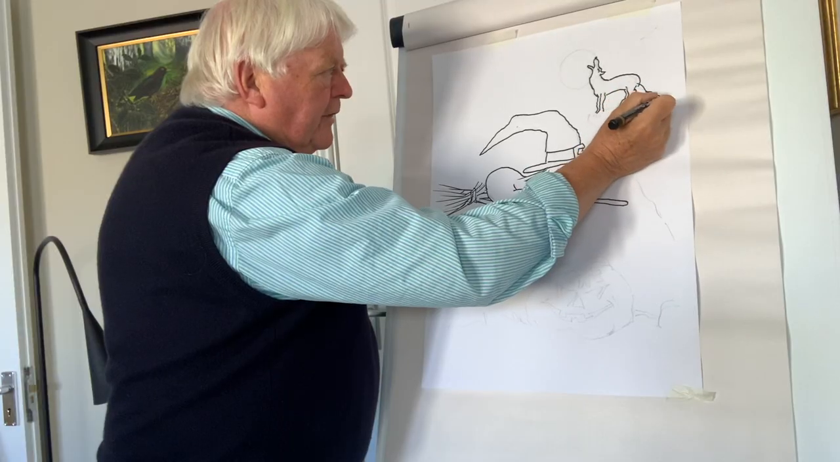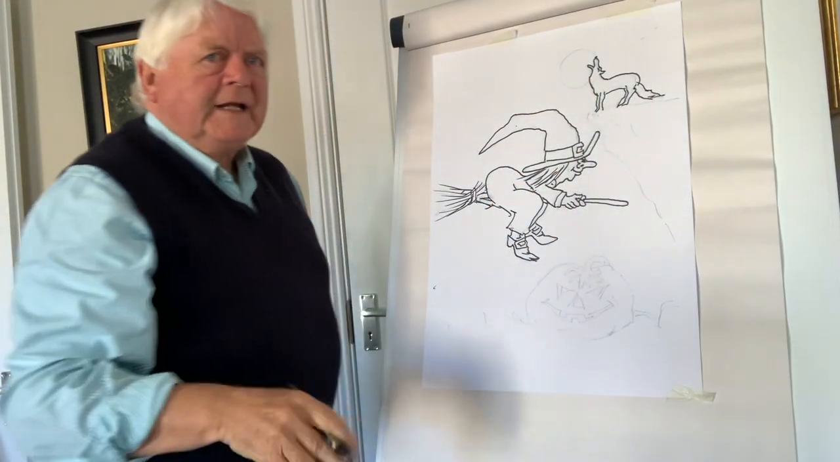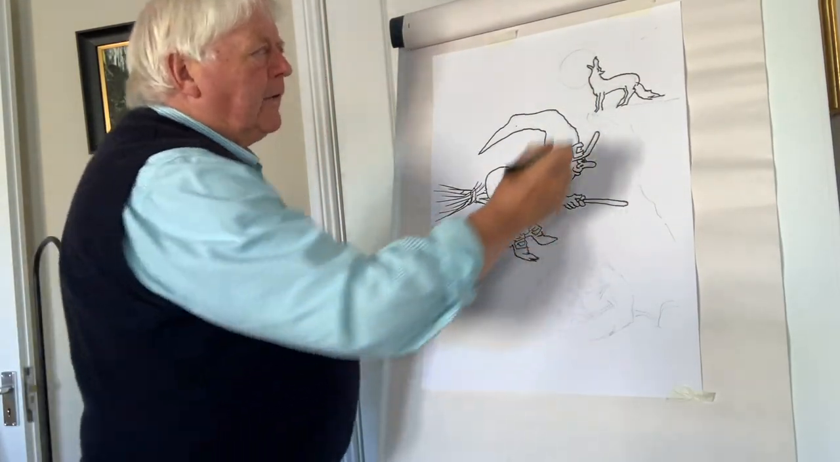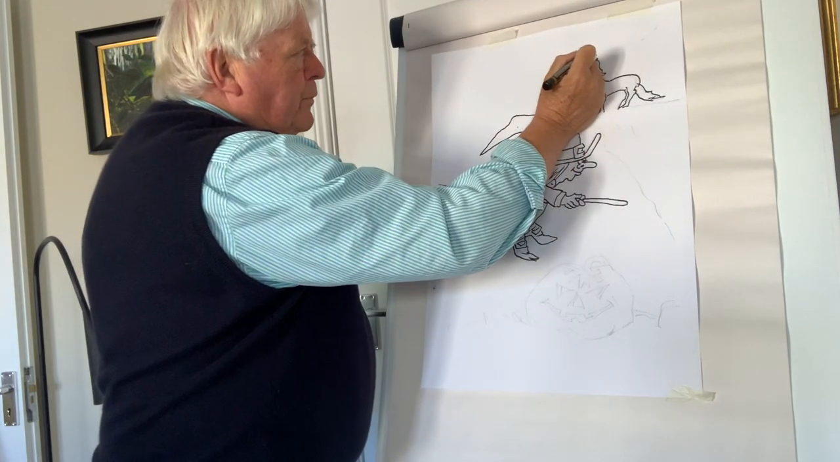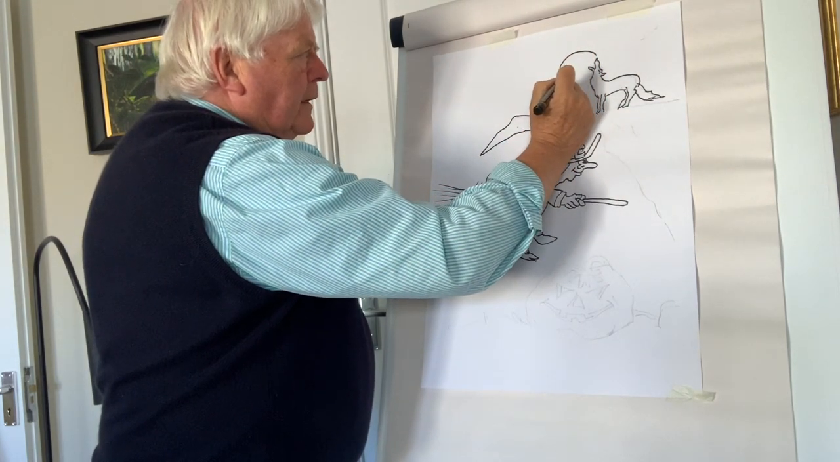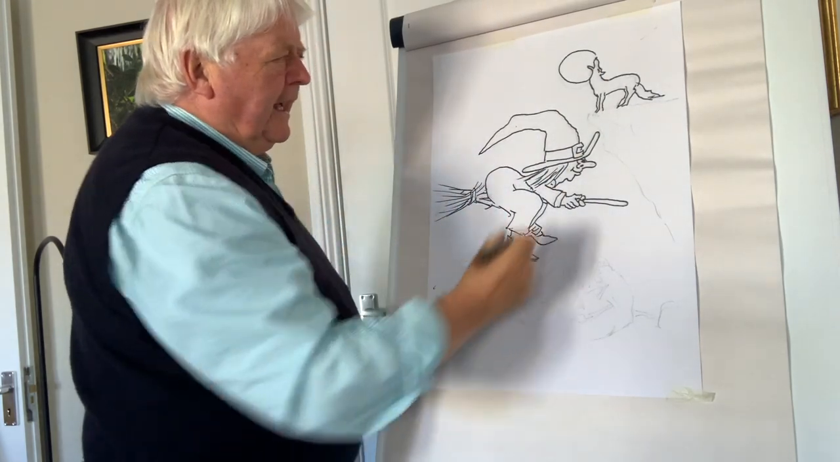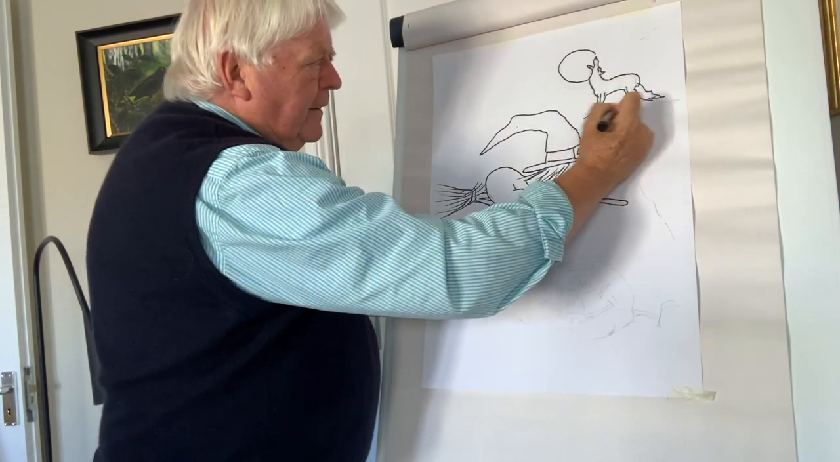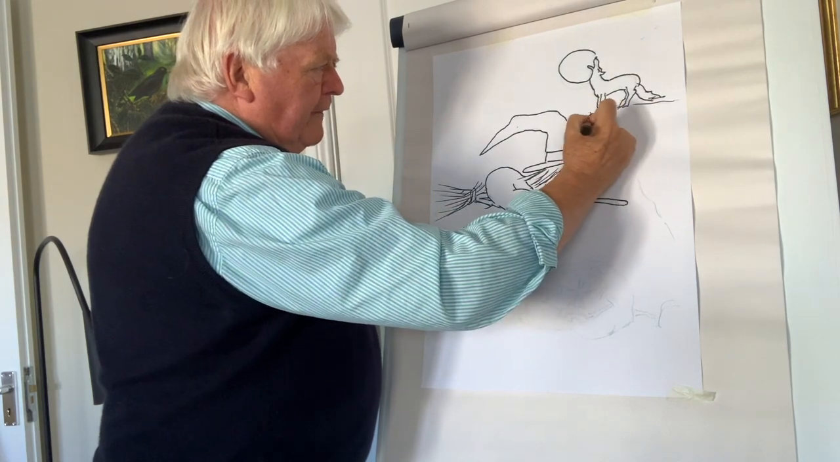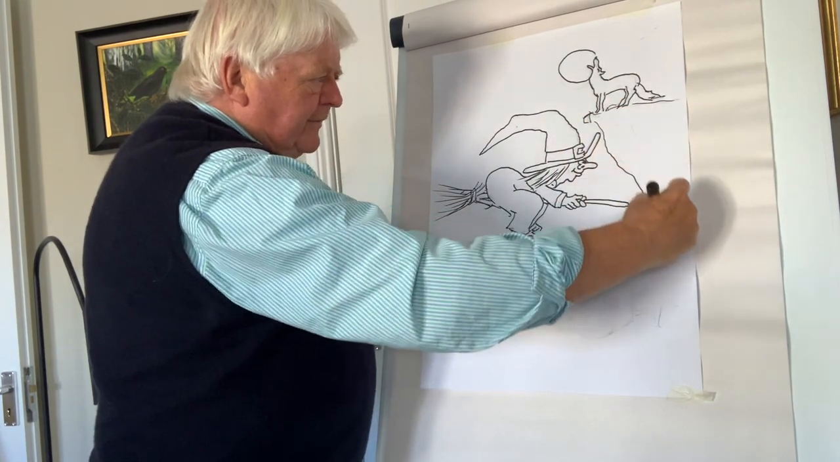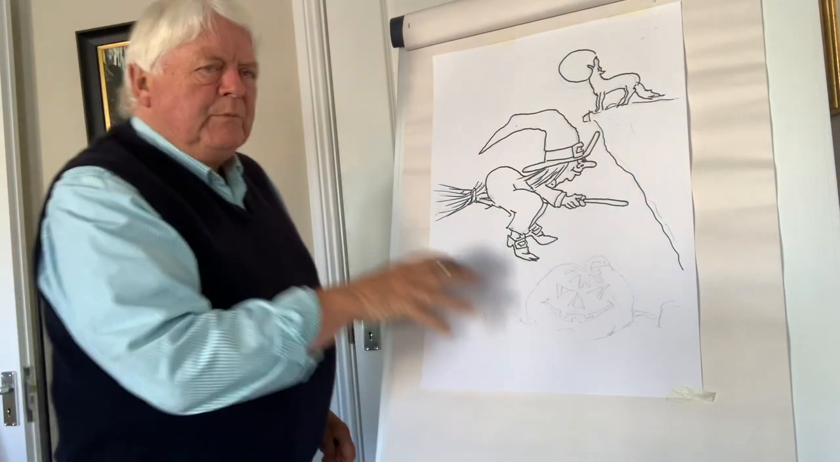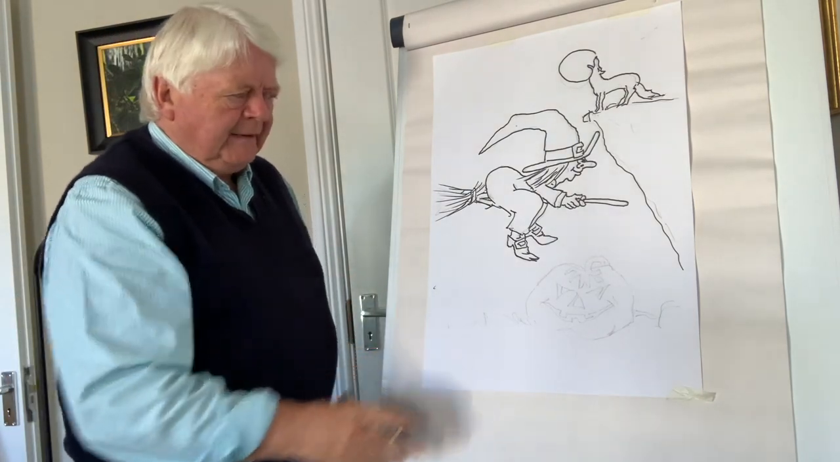And again, you can take your time. I'm just doing this very quickly to give you an idea. And of course, a nice big moon as well adds a bit of atmosphere. That. And there's the edge of the cliff. Again, a few little squiggly lines brings it right down like that. Now we move straight down to the pumpkin.